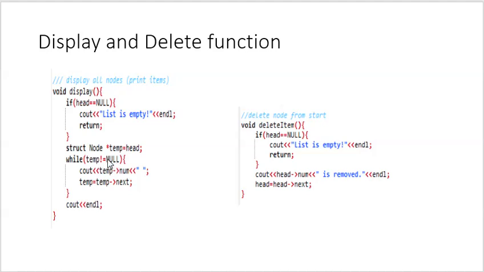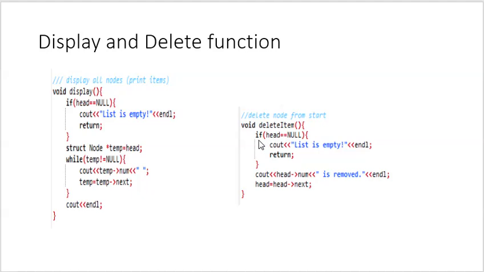Because here we assign temp to the head, and we know that if head is equal to null, the list will be empty. This loop will run until temp is equal to null, so it will display all the created nodes for us.